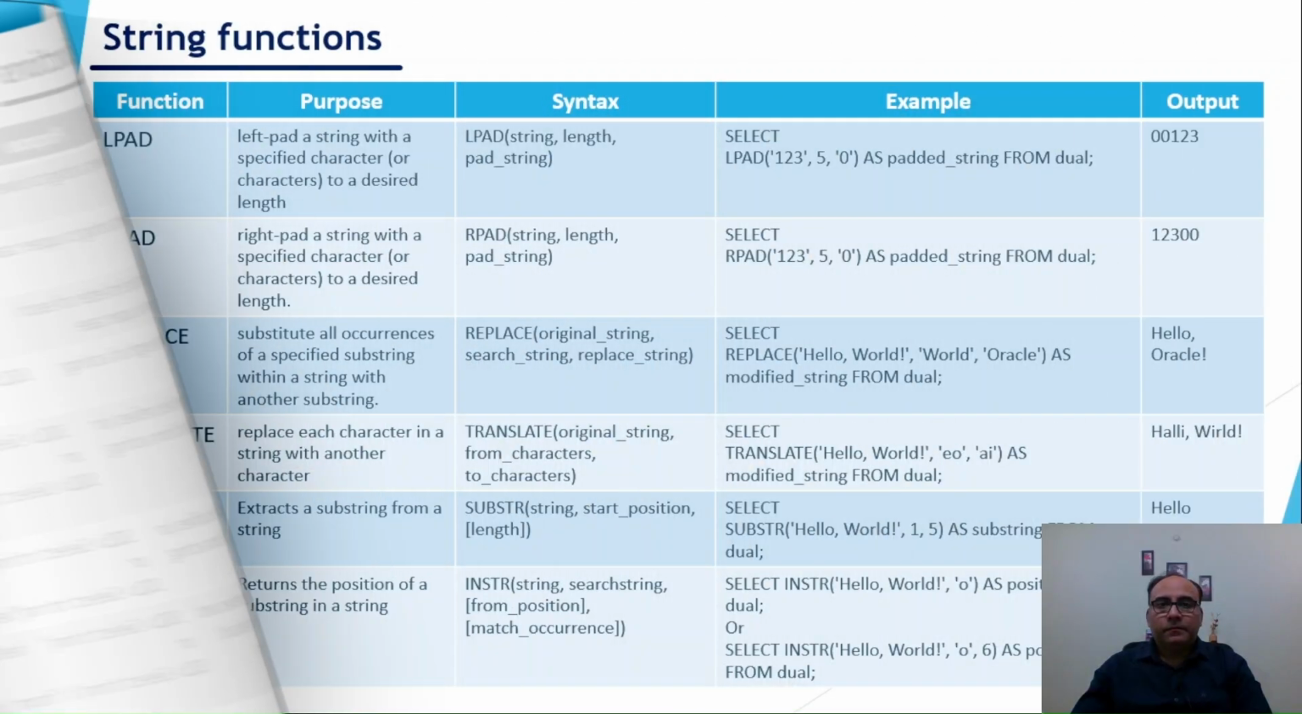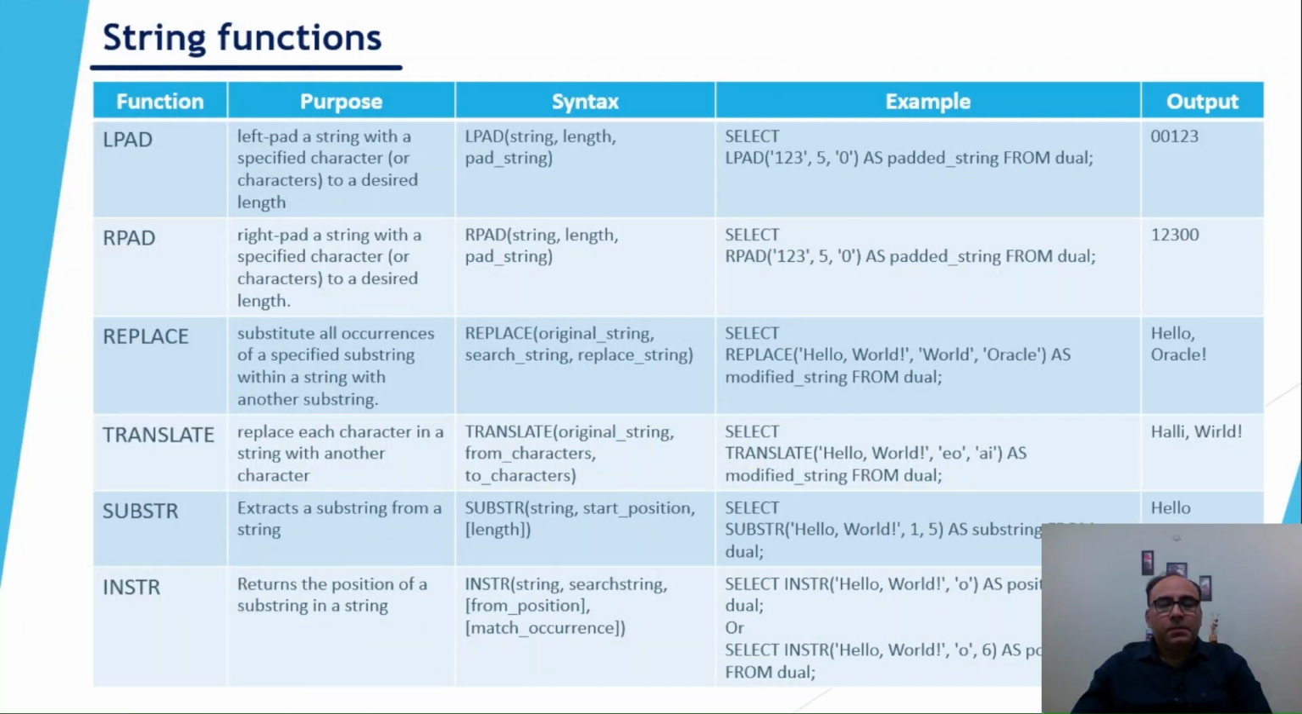Then we have LPAD. This will basically LPAD a string with a specified character to a desired length. The syntax is LPAD, then the string, then the total length of the string, and then the pad character or string. For example, LPAD 123 as the string, 5 as the length, 0 as the pad character. If we execute this query, it will return 00123, because the total length should be 5, 0 is the pad character, and we are doing LPAD.